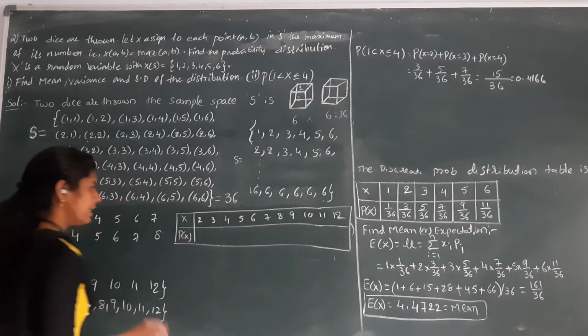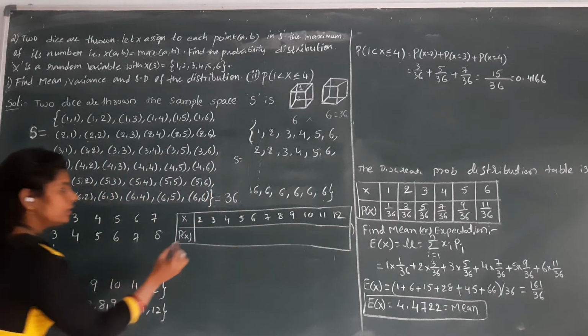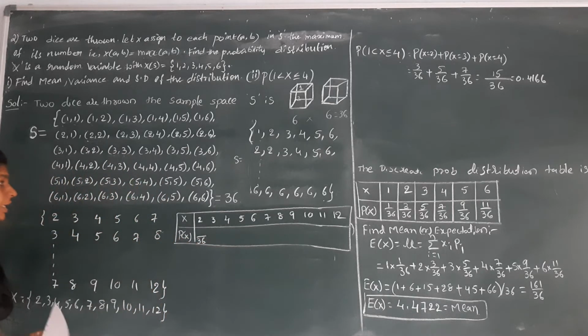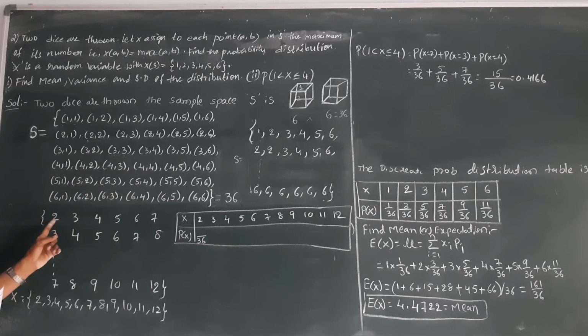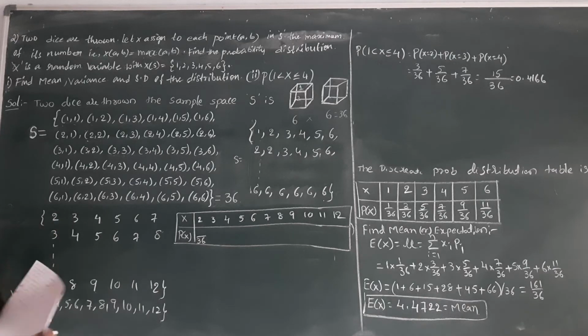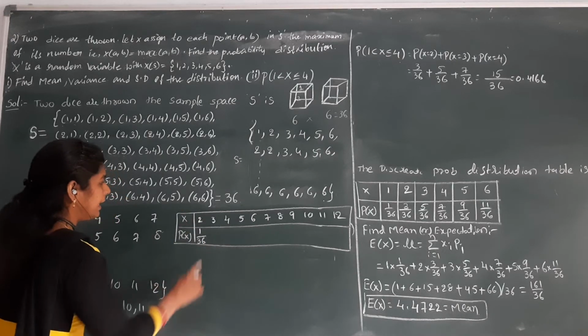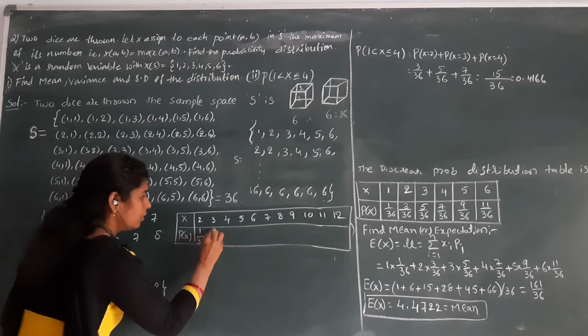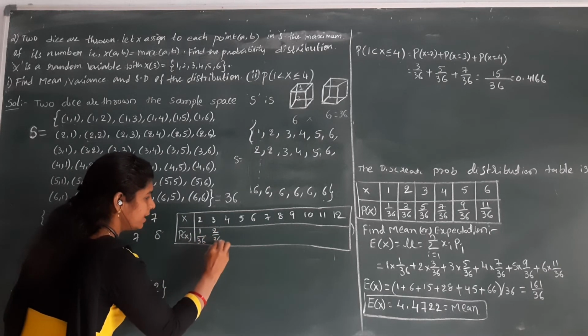Okay, now we will see the corresponding probabilities. The total possible cases are 36, the denominator is the same. Next, where you get the 2 value, you get only one place. Okay, that is only one. Next, where you get 3 value, here you have 2 places. So, 2 favorable cases, 2 by 36.